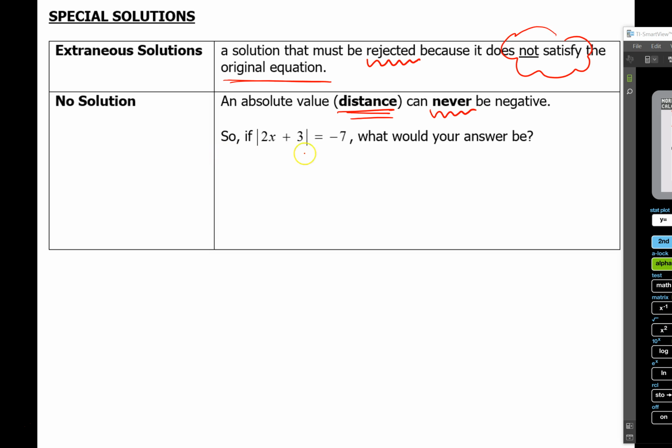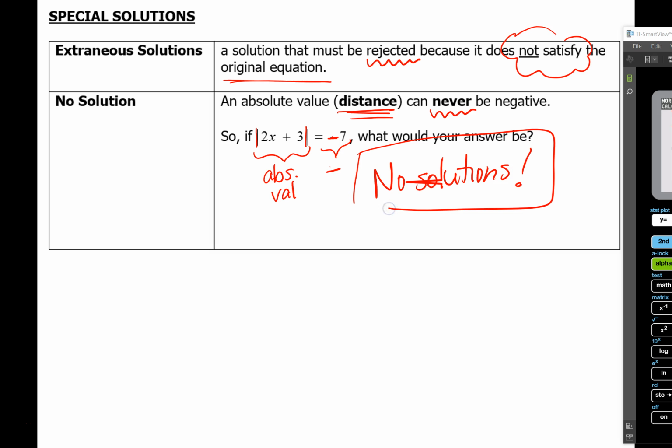So if you see a problem like this, the absolute value of 2x plus 3 is equal to -7. You don't have to do the math for all of this. You don't need to isolate and rewrite the two cases and solve and check. As soon as you see that the absolute value is equal to just a negative number, you know that can't ever be true because you can't have an absolute value equal a negative. So you can write no solutions immediately.